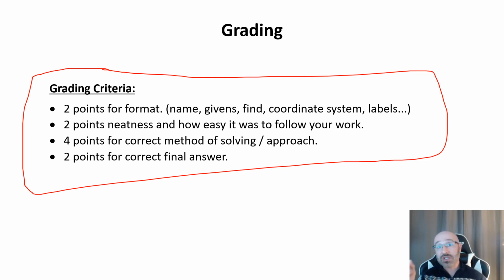Did they have the correct coordinate system? Did they have everything labeled? So that's 2 points there. Is it neat and easy for you to follow? Could you go through their work and look at it, or was it a jumble all over the place and hard for you to find and determine what they're doing?